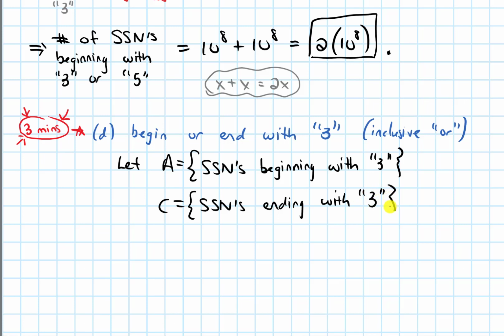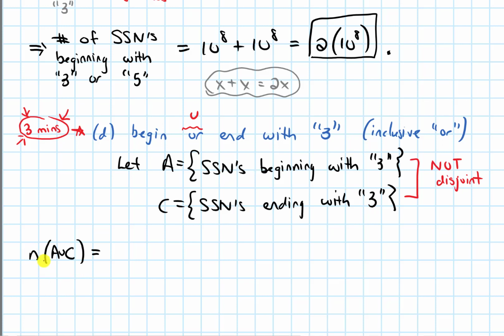And what we're trying to do is count the number of elements in the union of A or C. So the word or, just like in part C, makes us think of a union. In this case, Social Security numbers that begin with a 3 and Social Security numbers that end with a 3 are not disjoint, because you could definitely have Social Security numbers that do both, that begin with a 3 and end with a 3.